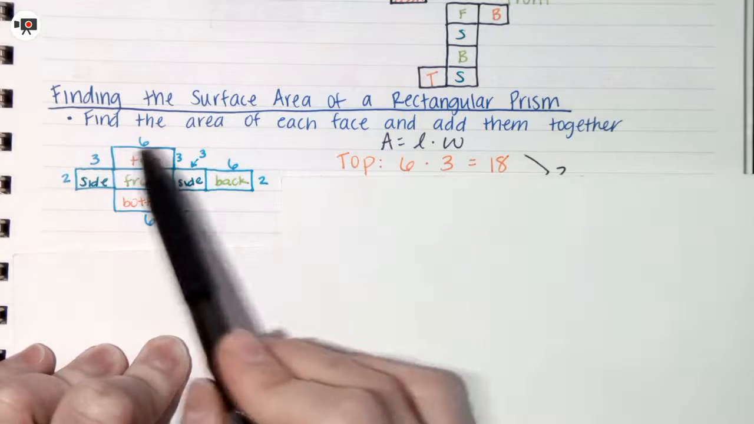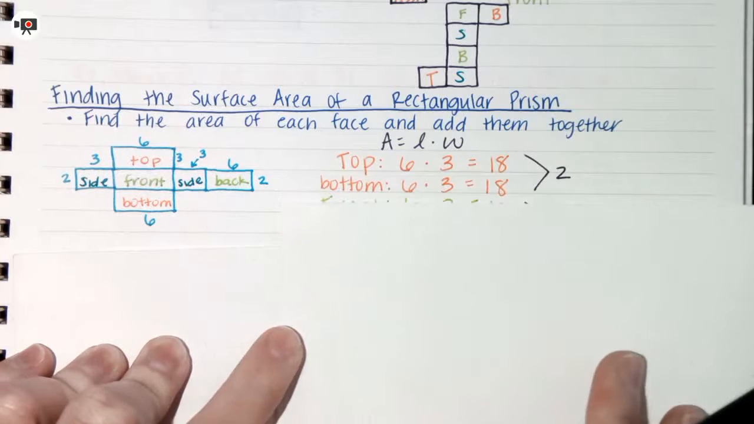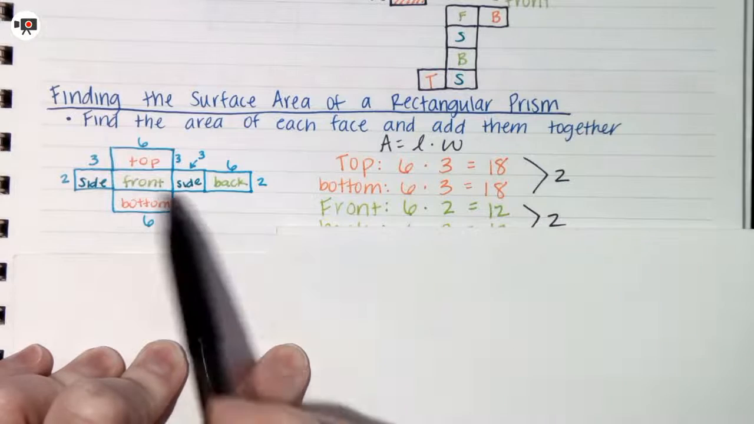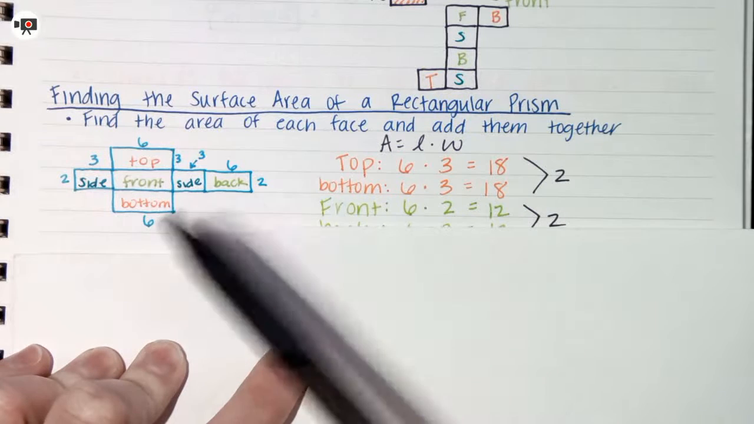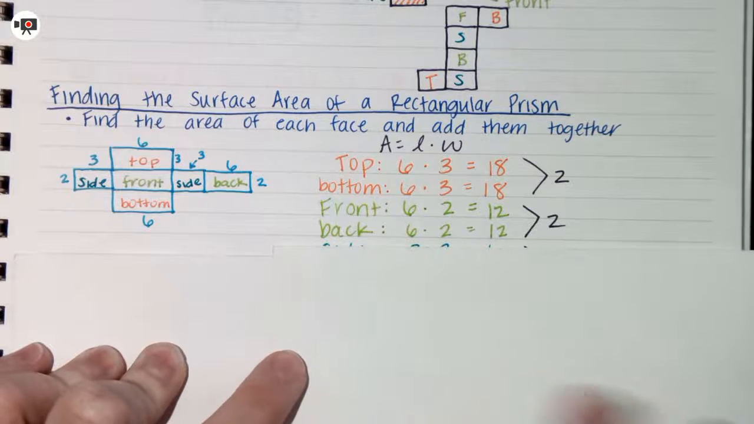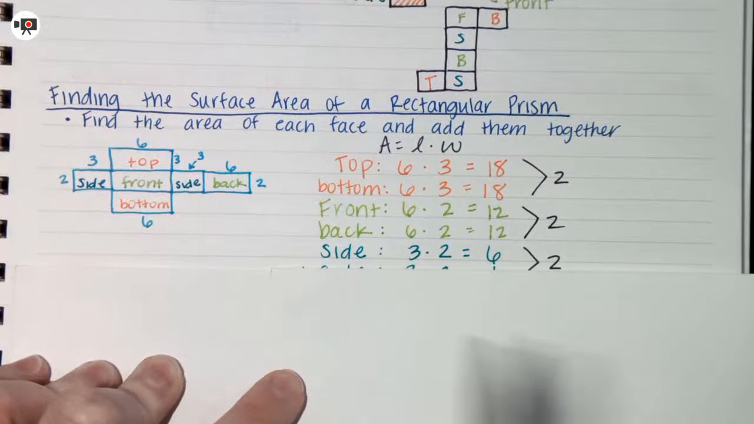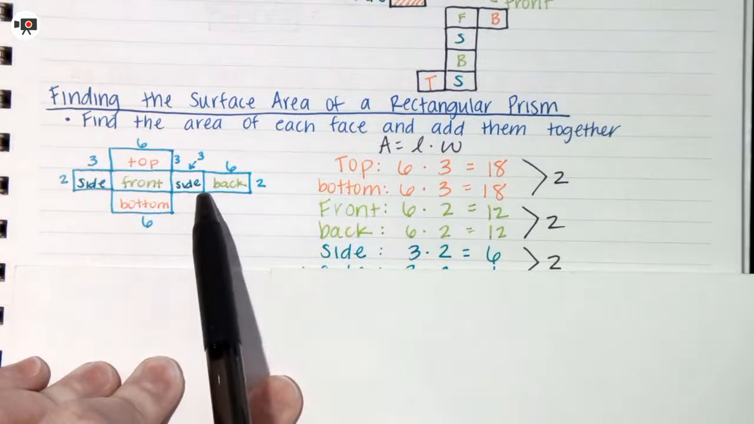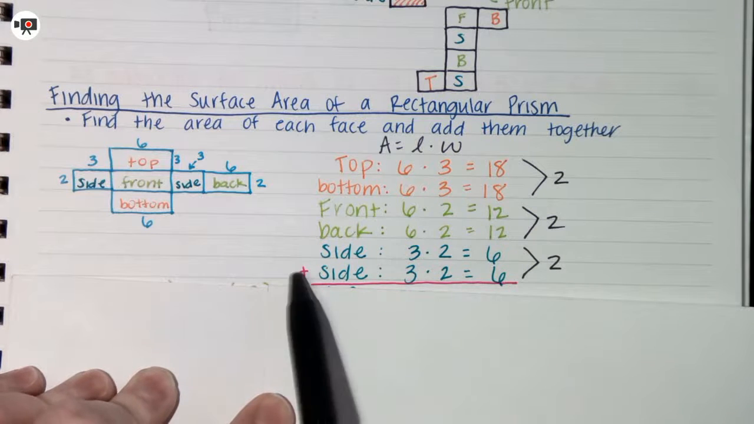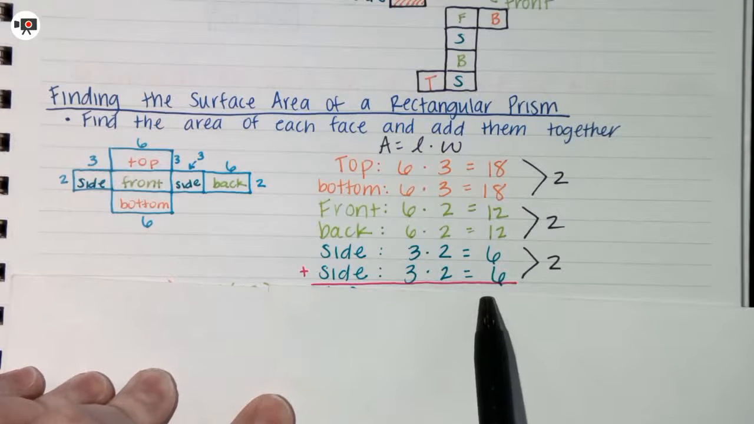So the top is going to be 6 times 3. The bottom is the same, 6 times 3. The front will be 6 times 2. We get this 2 by looking way out on the sides. The back is the same. The side will be 3 by 2, and there's 2 sides. So then I could add them all up and get a total.